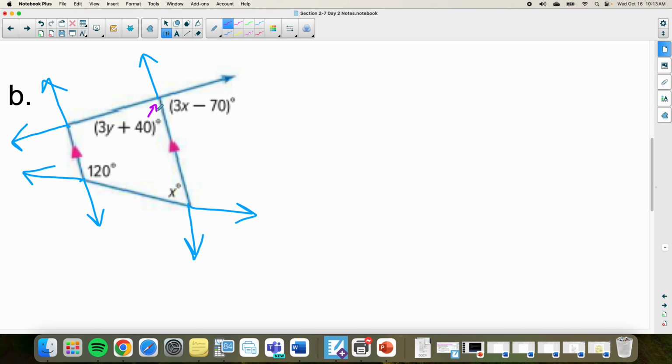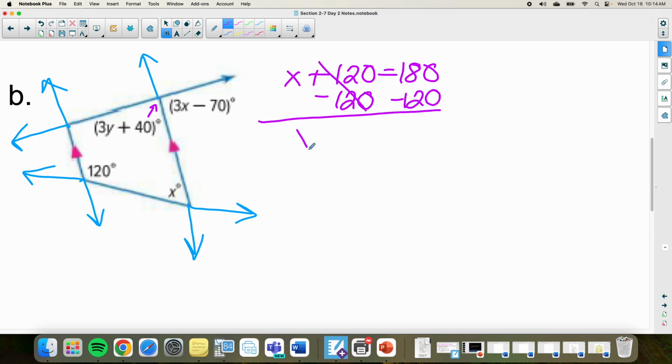What kind are the x and the 120? Consecutive interior, and what do we know about that? Equal to 180. So do you guys get basically what you could do there is x plus 120 equals 180? Or you could have just subtracted 120 from 180, whichever is easier for you there. So we got what x is.